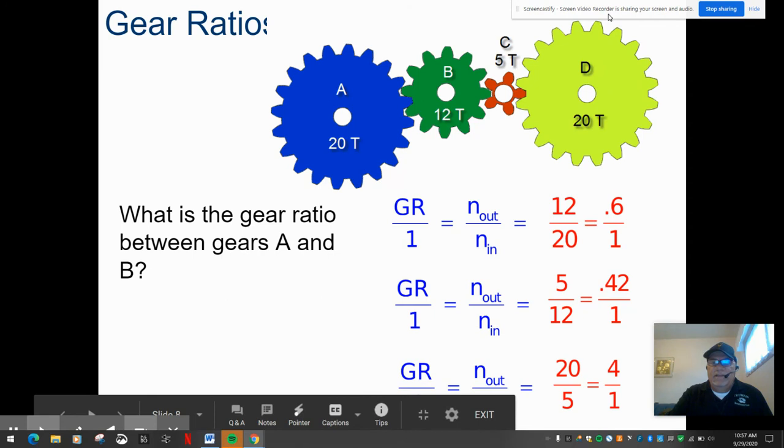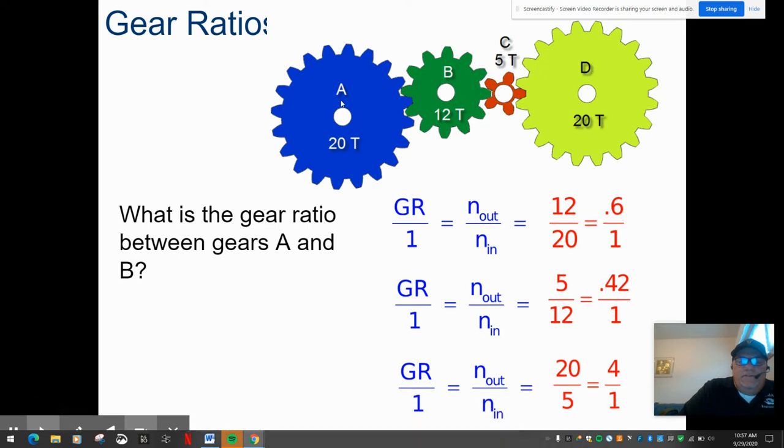Let's get this out of the way. Okay, so what is the gear ratio between gears A and B? So here's A and then here's B. Gear A is the driven gear, so that is 12 over 20, which comes out to 0.6 to 1. 0.6 to 1 is the gear ratio.